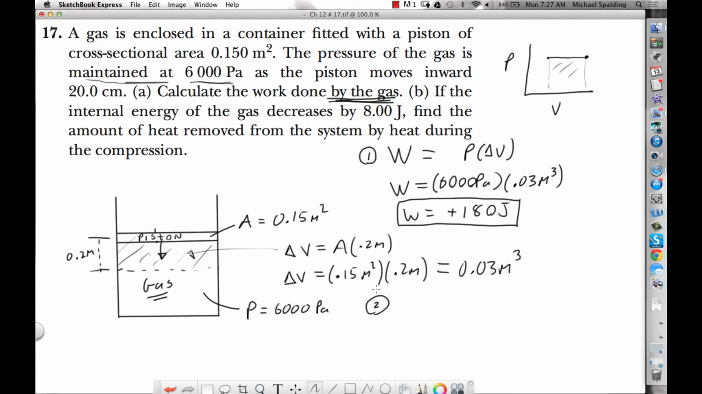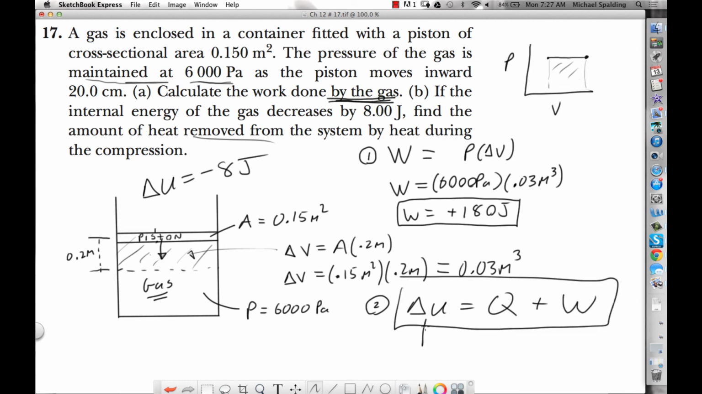Okay, second question. If the internal energy of the gas decreases by 8, so the change of internal energy is negative 8 joules, find the amount of heat removed from the system during the compression. All right, so change of internal energy. What are the two ways to change internal energy? Heat or work. Okay, so here's our equation. They're telling us that this is negative 8.